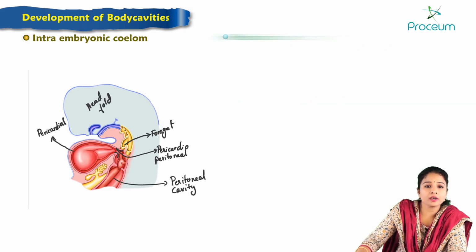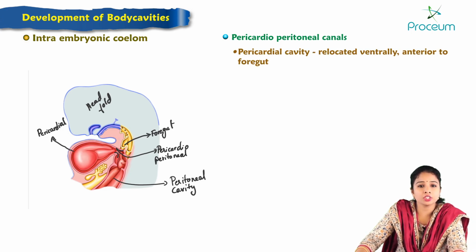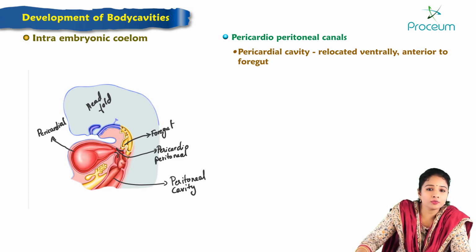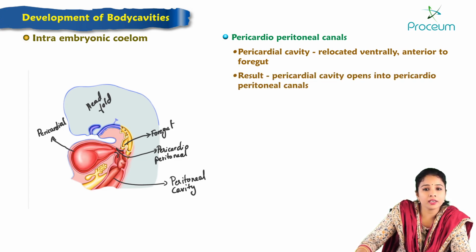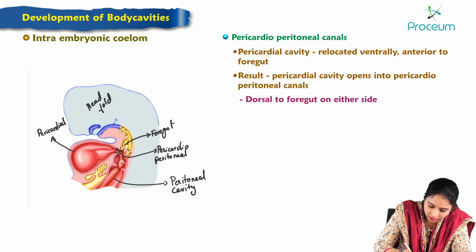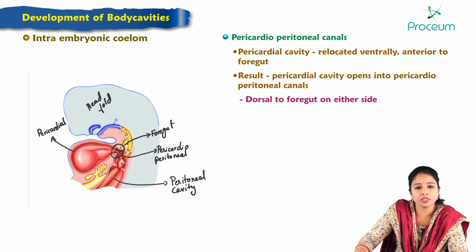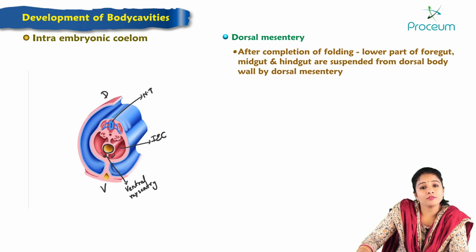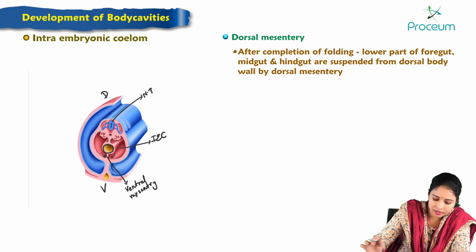Let's talk about the pericardio-peritoneal canals. As the pericardial cavity is relocated ventrally, anterior to the foregut, the pericardial cavity opens into pericardio-peritoneal canals which are dorsal to the foregut on either side. You can see here, laterally they get connected dorsal to the foregut on either side. Dorsal mesentery: after completion of the folding of the embryo, the lower part of the foregut and the whole of the midgut and hindgut are suspended from the dorsal body wall by the dorsal mesentery.